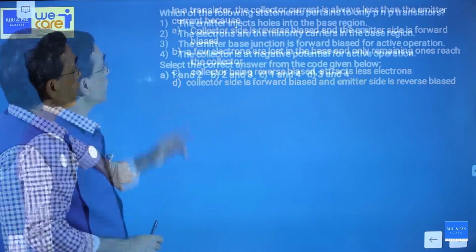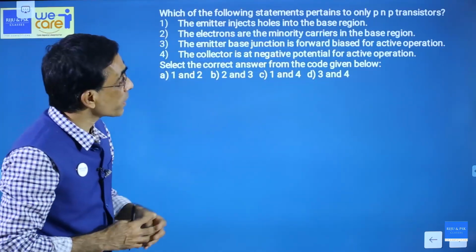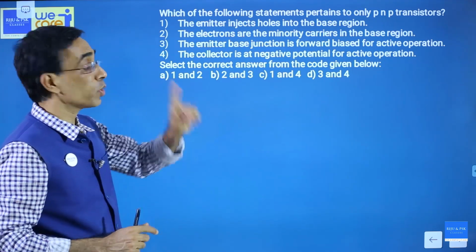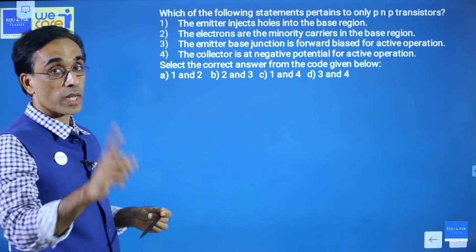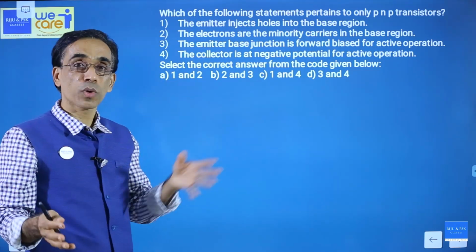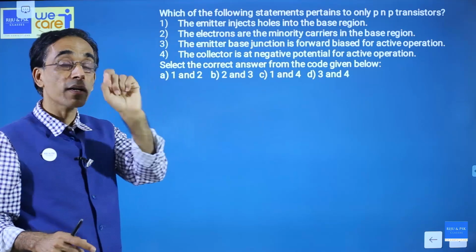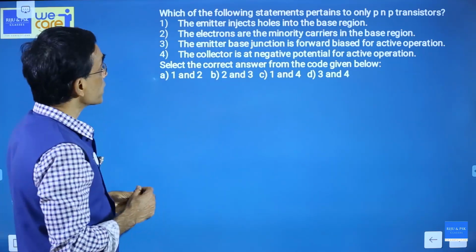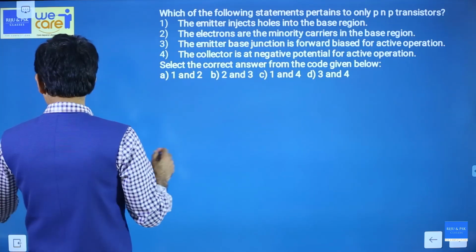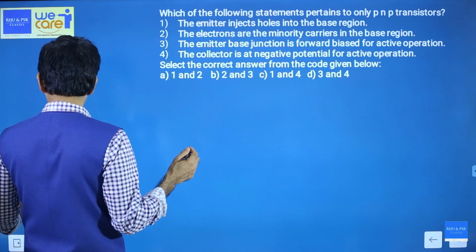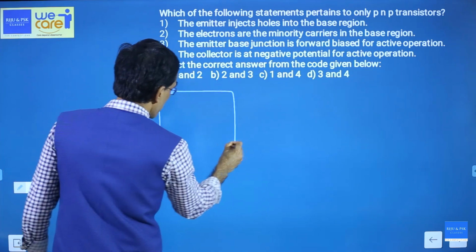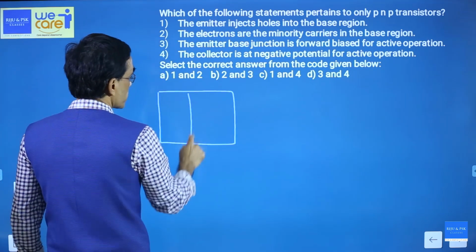Fine. Which of the following statements is applicable only for a PNP transistor, not for NPN? A few of the statements are applicable for both of them, but we want the one correct only for PNP. What is the first one? The emitter injects holes into the base region. That's correct, right? If you know the working of a PNP as well as NPN, which we discussed in the previous question also, consider this as a PNP transistor.